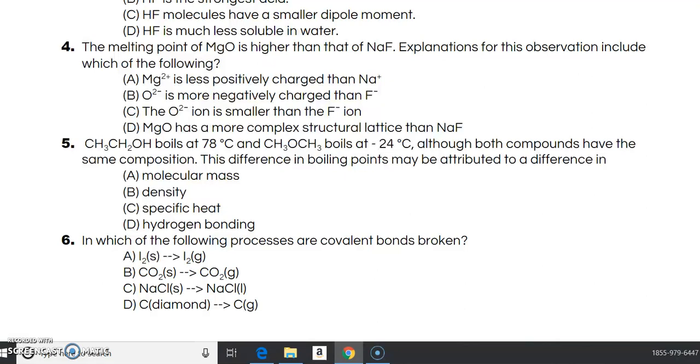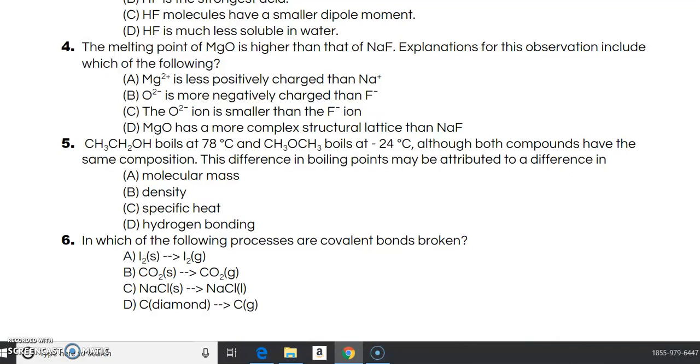Question 5. CH3CH2OH is another way to write ethyl alcohol. And if you notice, it has 78 degrees Celsius, it boils, and then you have ether, and it boils at a negative 24. Well, these two substances both are isomers of each other, which means they both have the same ratio of elements in the compound, in this case, the molecule. However, they have different boiling points. And the reason why they have different boiling points is because of letter D.